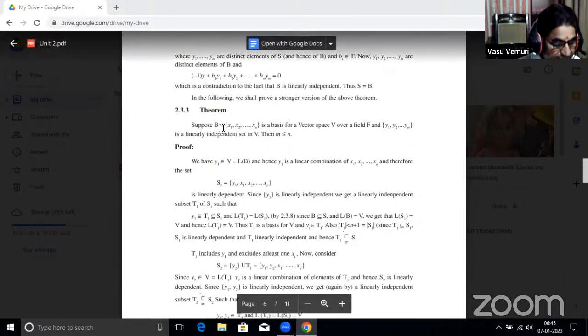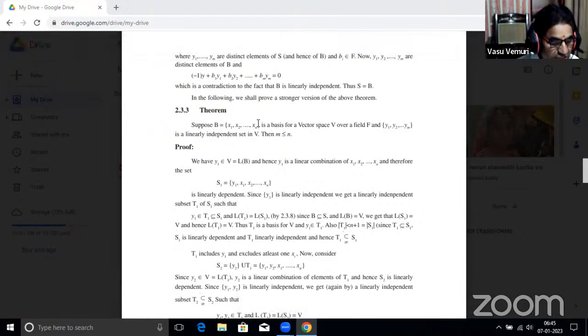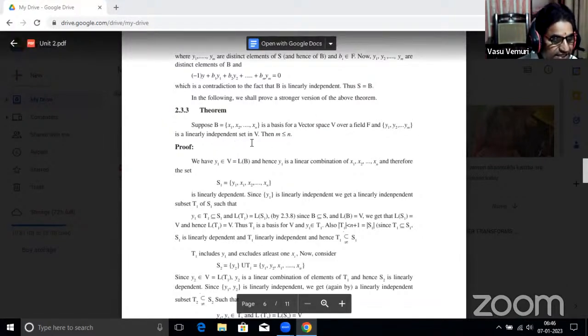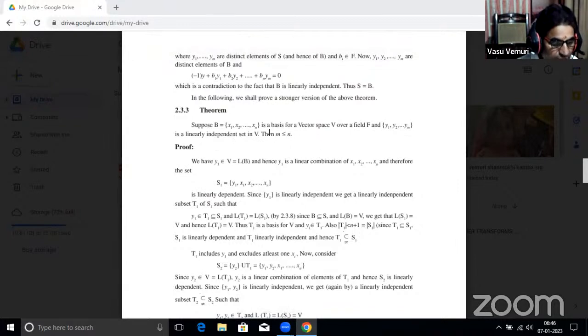To repeat the statement: capital B is a set which is a basis for a vector space capital V over a field capital F, and y1, y2, and so on up to ym is a linearly independent set in capital V. Then we must prove that m is less than or equal to n, that is, the number of elements does not exceed n, because m is either less than n or equal.